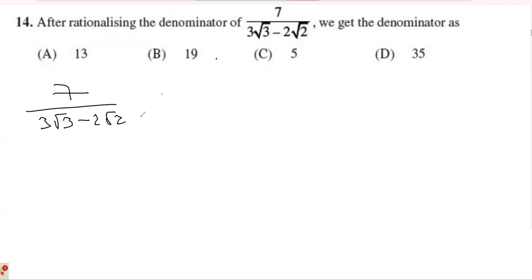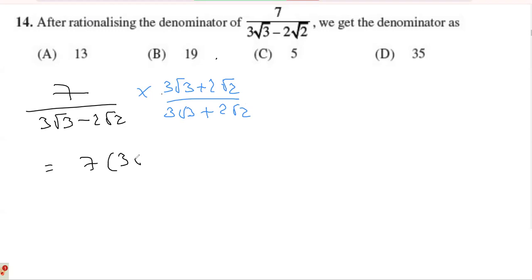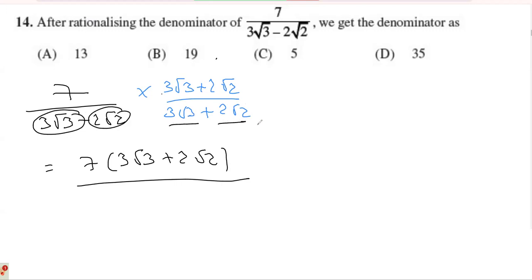Right. So what you can see is that our denominator is in the form of a minus b. Clearly, for rationalizing, we should multiply it by a plus b divided by a plus b. So it's 3 root 3, minus becomes plus, that is 3 root 3 plus 2 root 2. So what I did, the denominator was in the form of a minus b, so we multiplied and divided by a plus b. In doing so, we'll write 7 times 3 root 3 plus 2 root 2, and in the denominator, a minus b multiplied by a plus b.